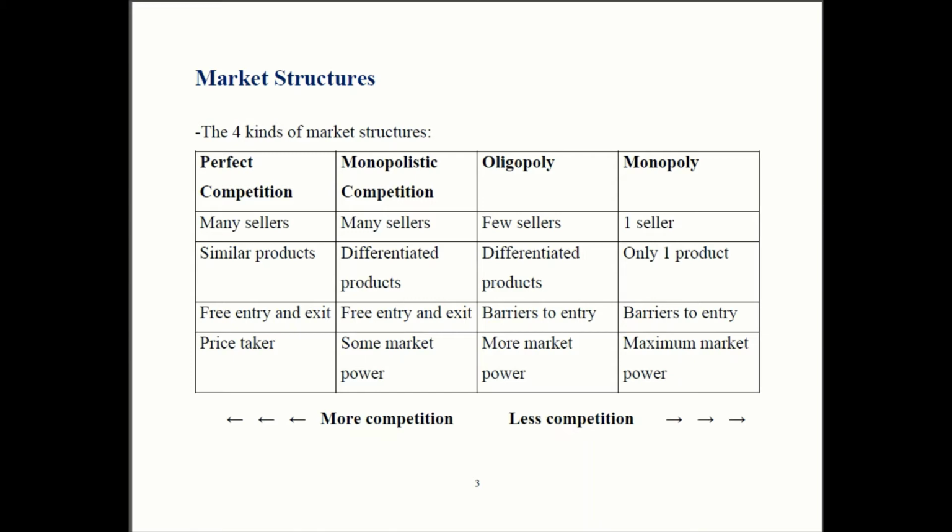So there are four main categories. We learned about perfect competition already back in chapter 9. That means you have many sellers and also many buyers. The products the firms are selling are very similar to each other. Also, there is free entry and exit. So a firm can enter the market costlessly, or an old firm can decide to leave the market, again, costlessly.